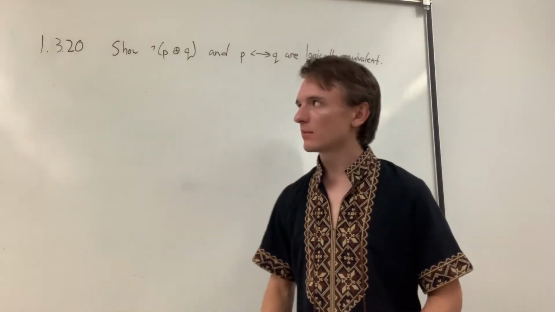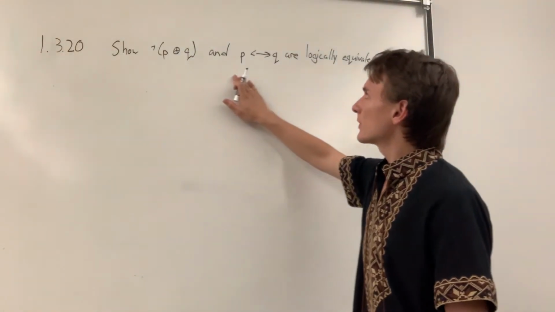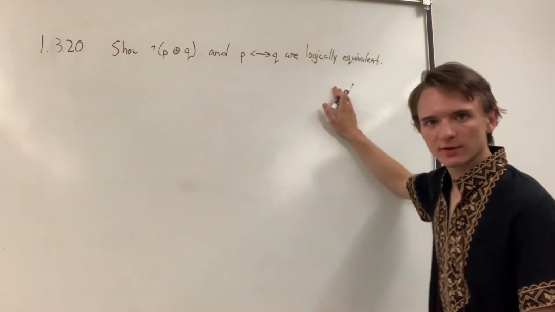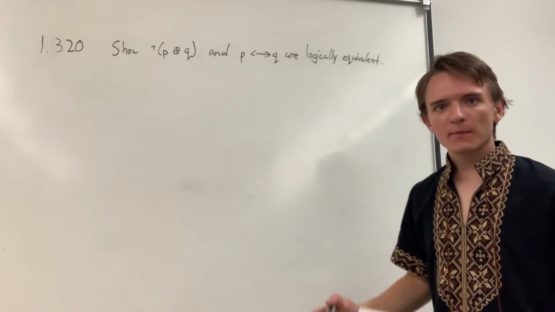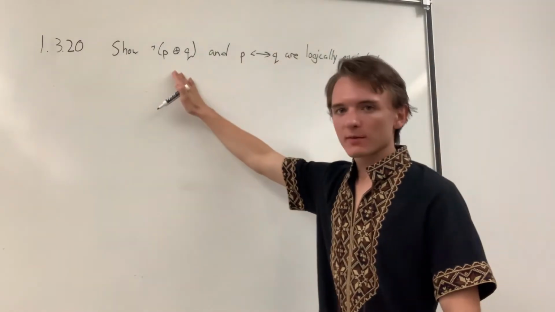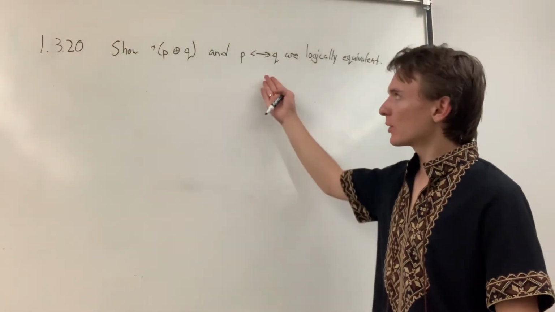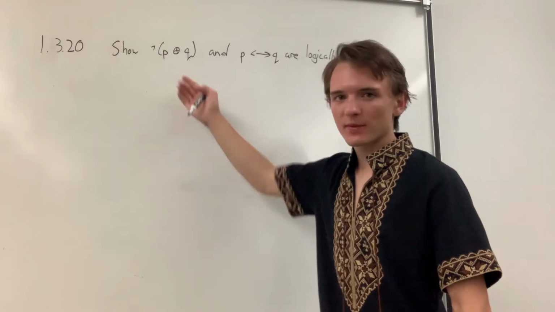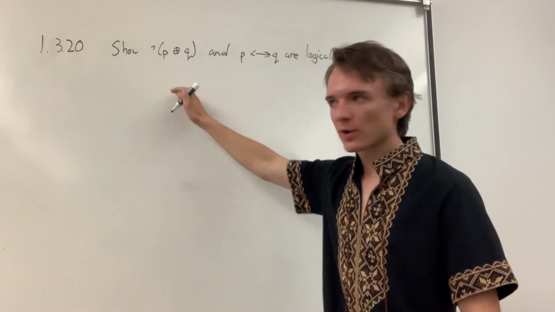We begin with the next problem, 1.3.20. Show that the negation of P XOR Q and P biconditional Q are logically equivalent. When we get a problem like this, we can begin any way we want. We can either begin with this expression and work our way to the other, or begin with the other and work our way back. Either way works. I'm going to begin with the negation of P XOR Q.